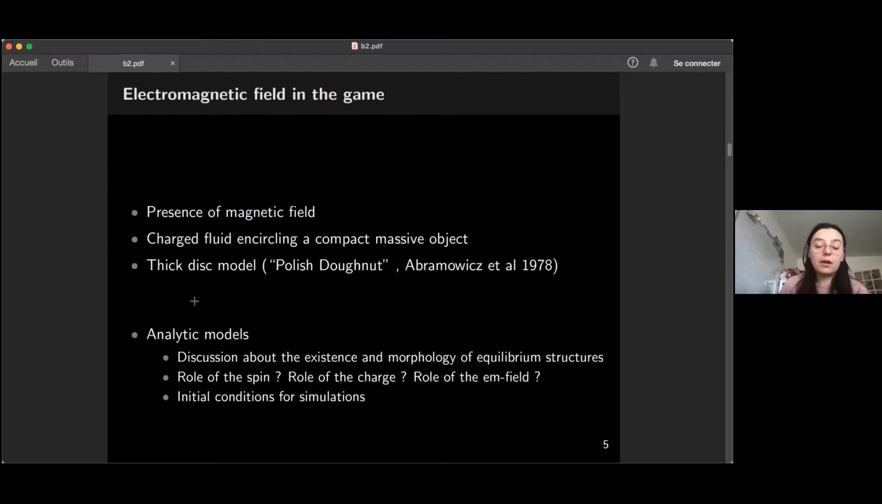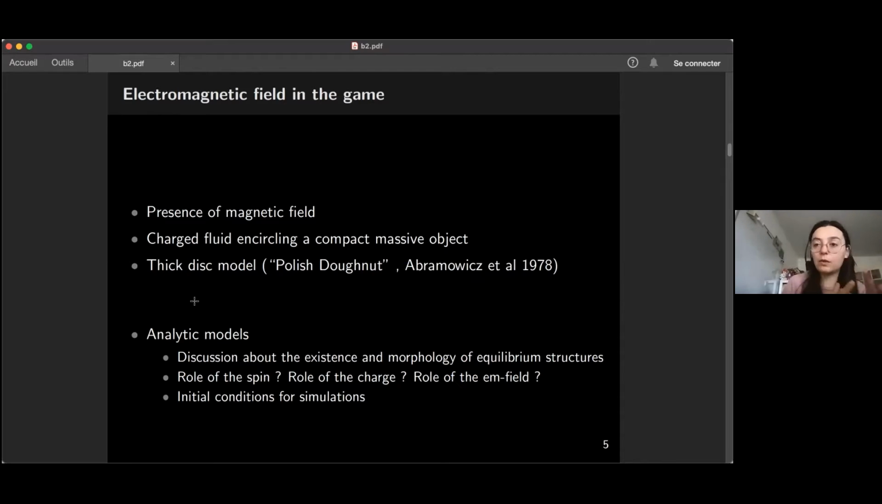Okay, so this charged fluid model is an analytical model. We are doing this because we want to discuss the existence and morphology of these toroidal structures: where we can find them, how, and with which parameters. This analytical model can also help us to divide the different terms and try to understand how they interact with each other.